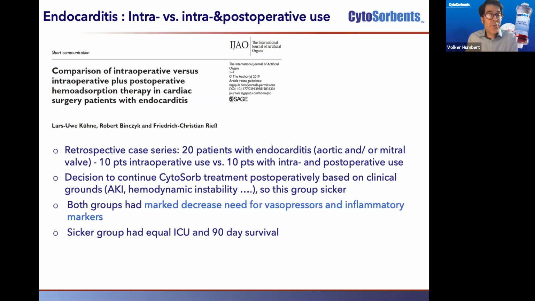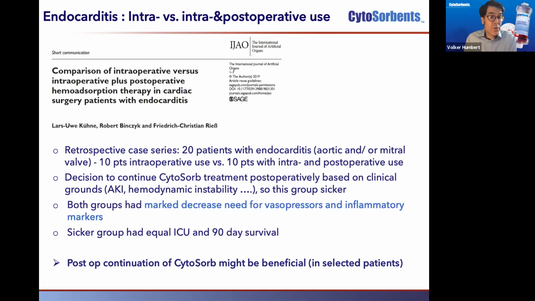So one can say that this group was definitely sicker than the other group who were more stable by purely having used Cytosorb intraoperatively. In both groups, they could show a marked decrease for vasopressors and inflammatory markers, and the ICU and 90-day survival was also the same, but taking into consideration that the one group that continued Cytosorb treatment postoperatively was the sicker group, one can at least speculate that the post-op continuation of Cytosorb might be beneficial. I think we need more investigation for this. So far, I think it's a very promising indication for the intraoperative use of Cytosorb therapy, endocarditis I mean.